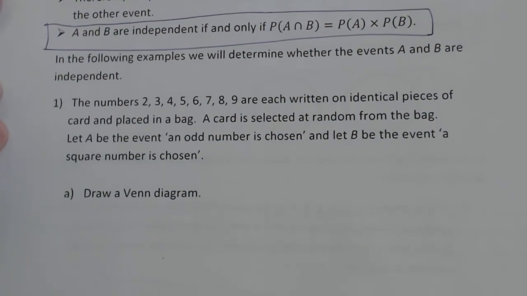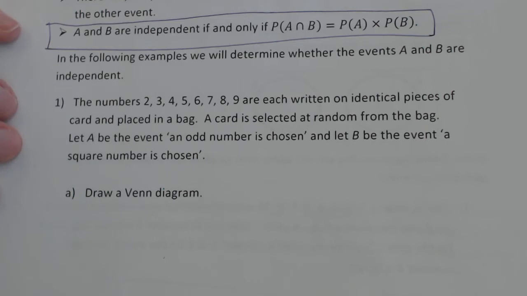So let's do that. In the following examples, we will determine whether A and B are independent. Number 1. The numbers 2, 3, 4, 5, 6, 7, 8, and 9 are each written on identical pieces of card and placed in a bag. A card is selected at random from the bag.